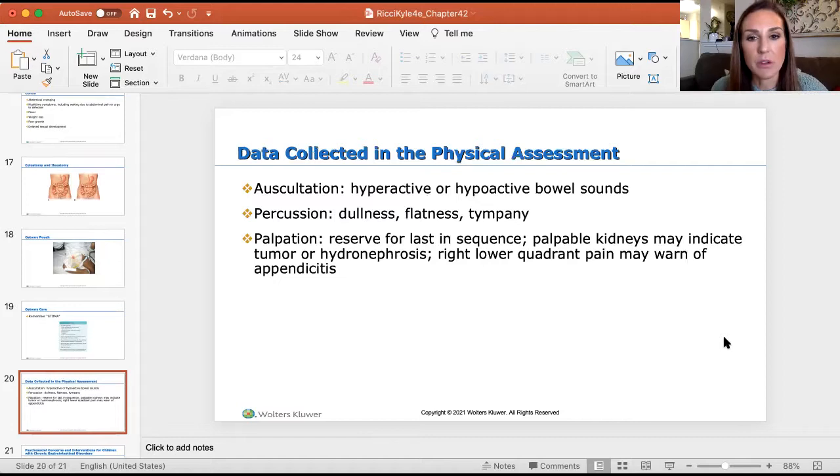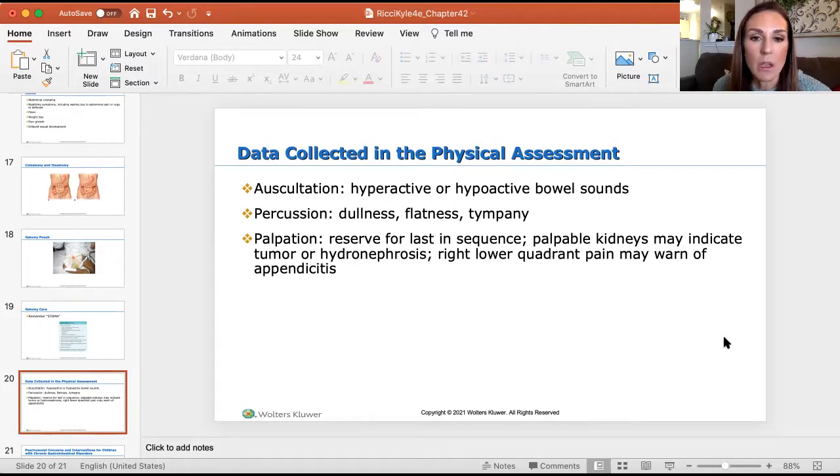When we're doing a physical assessment for the GI system, we auscultate first. We want to listen for hyperactive or hypoactive bowel sounds. You can also note absent bowel sounds, after how many minutes? 4 to 6 minutes. If there are no bowel sounds, then we can document that there are no bowel sounds after 4 to 6 minutes. You can hear tinkling bowel sounds. With tinkling, it's that drip, drip, like in a water faucet. It might even be some echoing there too. So just know those different sounds when you're auscultating for the GI system.